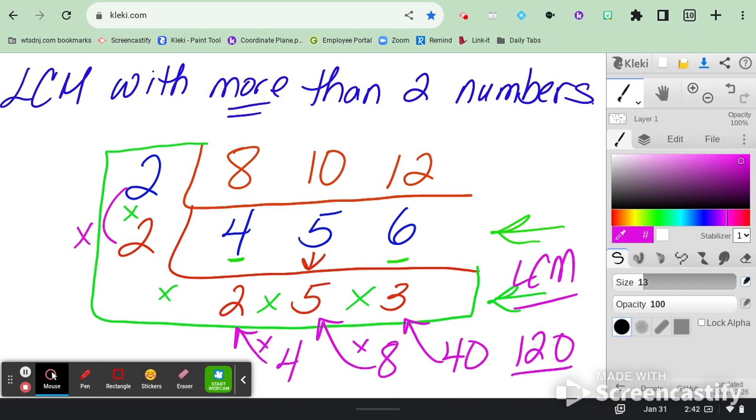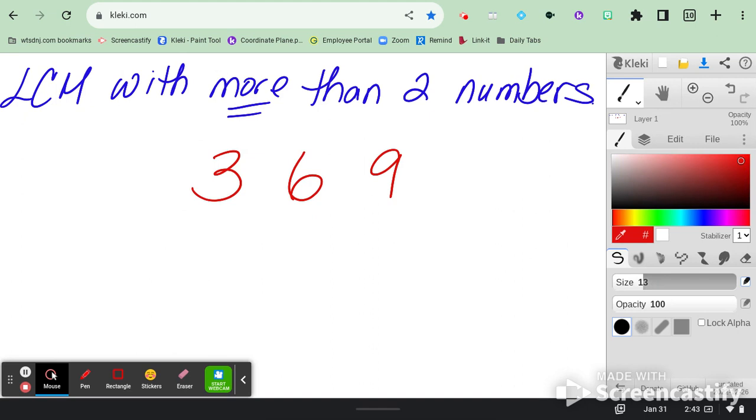Okay, let's try one more example. Okay, so we want to find the LCM of 3, 6, and 9. So I'm looking to see if 3, 6, and 9 are all divisible by the same number, which they are not. So I'm going to look to see if two of the numbers are divisible by the same number. Actually, 3, 6, and 9, they're all divisible by 3. I'm wrong. So we can divide this by 3.